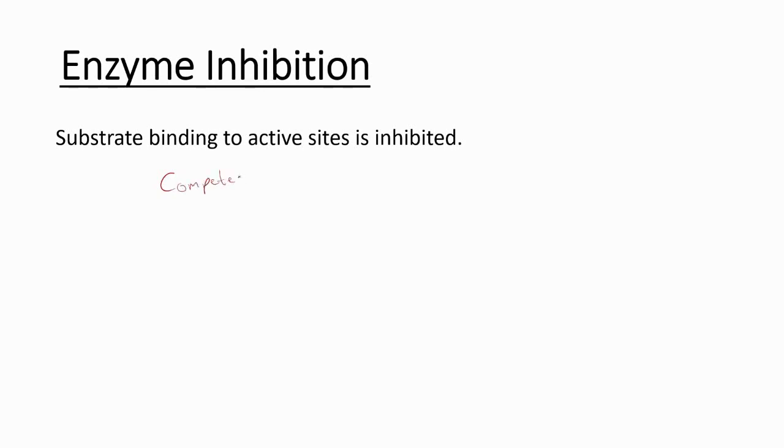So competitive inhibition and also non-competitive. There are other types of inhibition, but the ones we're going to look at involve inhibition or prevention of substrate binding to the active site. And both of these types of inhibition are reversible. That means the inhibition can be reversed.